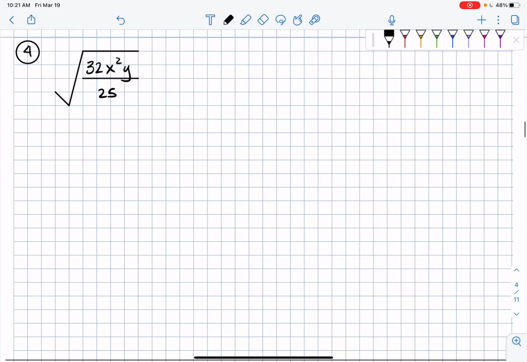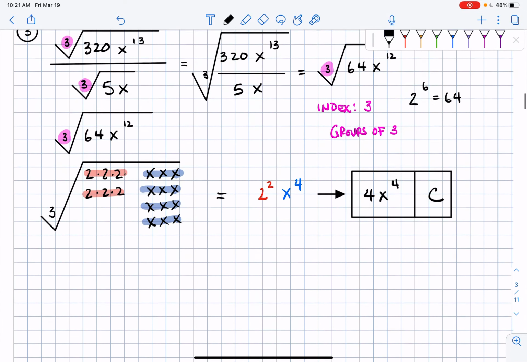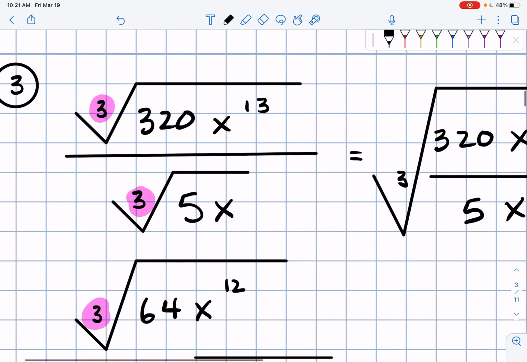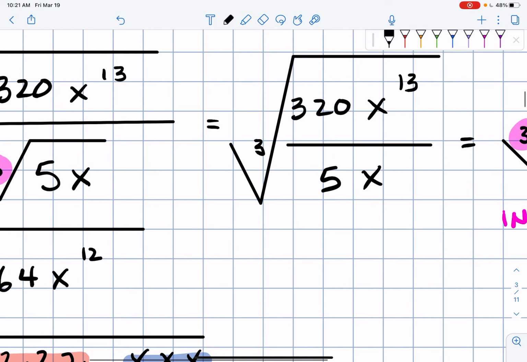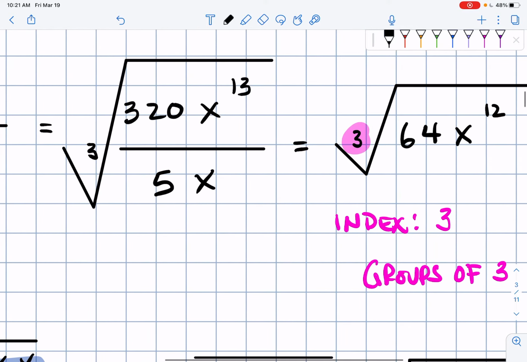On to number 4. Well, if you notice, number 4 is a little bit different, right? Where number 3, we go, well, look, I know that 5 goes into 320, so let me put that in the calculator and get 64. And I know that x to the 13th divided by x, we're going to lose one of the x's. So I got 12 x's left on top. And that's why you got x to the 12th.